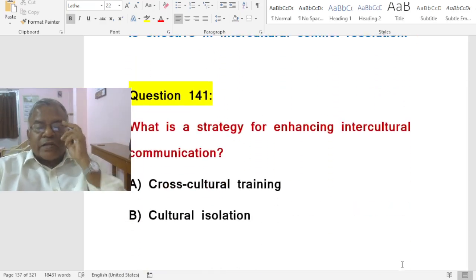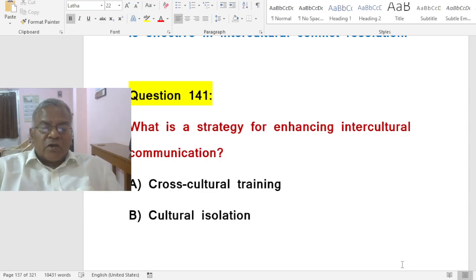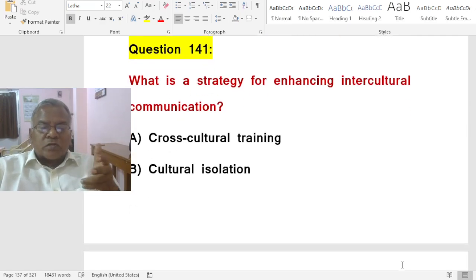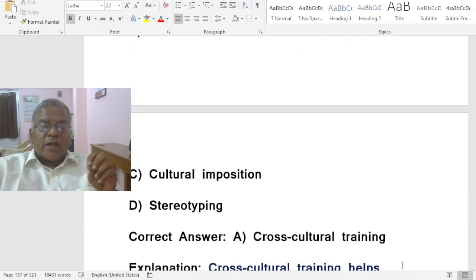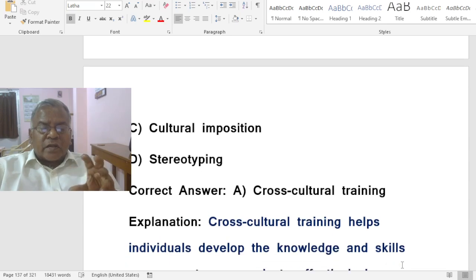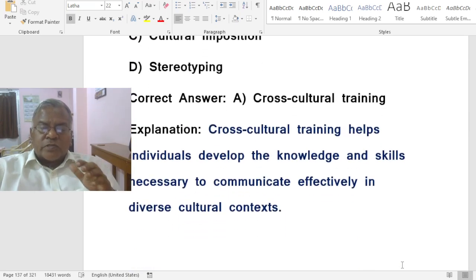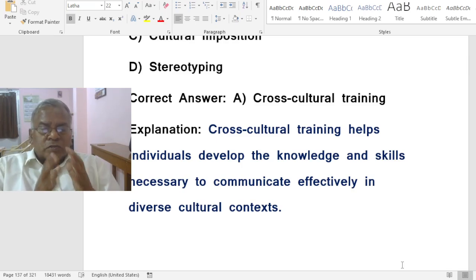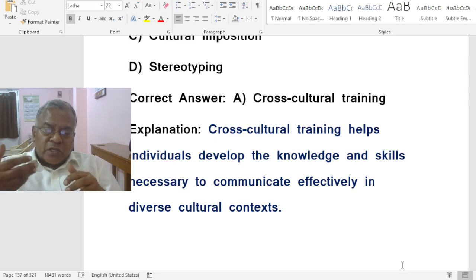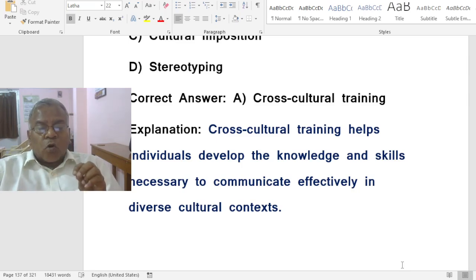What is a strategy for enhancing intercultural communication? A. Cross-cultural training. B. Cultural isolation. C. Cultural imposition. D. Stereotyping. So what is the correct answer? Cross-cultural training. Cross-cultural training helps individuals develop the knowledge and skills necessary to communicate effectively in diverse cultural contexts.